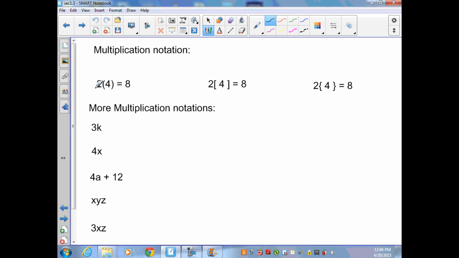More types of multiplication notation would be 3k. This is actually 3 times k. Since we're in algebra now, when there is nothing in between the 3 and the variable, that represents a multiplication. 3 times k, 4 times x, or 4x, 4 times a, or 4a plus 12, and here, this is actually x times y times z. And also, we state xyz. And here we have 3 times x times z. All notations for multiplication.